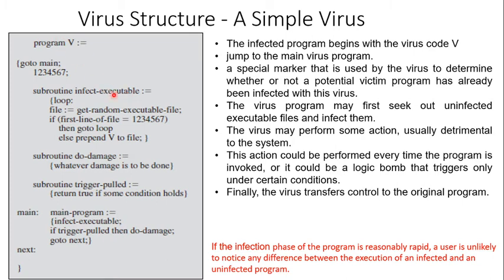So remember, as soon as you execute any affected file, first what will be executed is the computer virus. In the computer virus, first you need to infect the other files, and you make sure whether that file is already affected or not by checking the first line of the file. If it is not affected, then you store your virus code to that file, and the damage happens only if the trigger is pulled. If the trigger pulled is true, then you call the do damage subroutine. So that's a simple virus structure snippet.